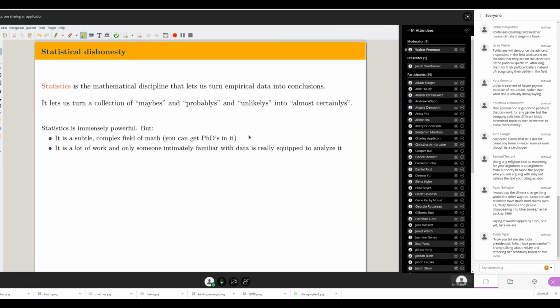So statistics is a way of taking a bunch of maybes and probablys and probably nots and unlikelies and I don't knows and turning them into an overall conclusion that something is almost certain. It is a super powerful field of mathematics, but it is subtle, it is hard. You can spend your entire career doing it. And only somebody who's really familiar with a data set is going to be good at analyzing it.